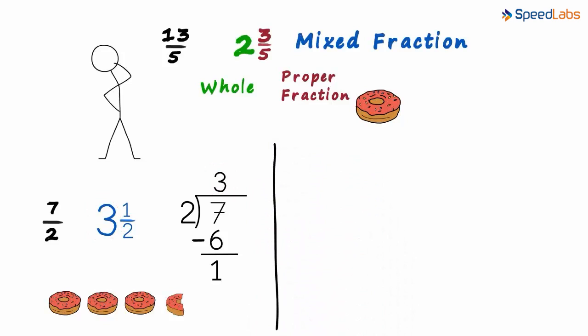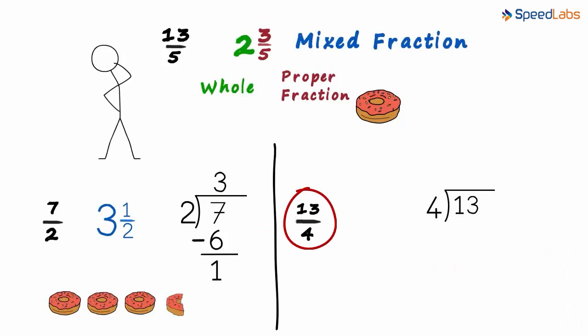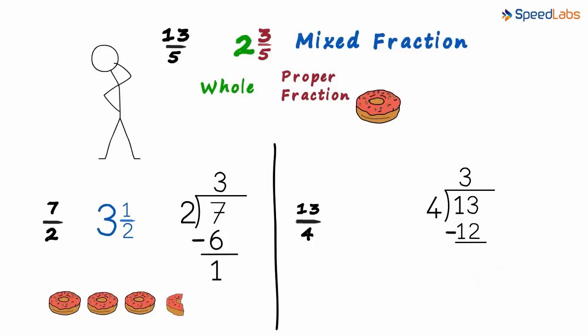Let's try converting 13/4 to a mixed fraction. We follow the same procedure. We divide 13 by 4. 4 times 3 is 12 and 13 minus 12 is 1. The quotient 3 will be the whole part. The remainder goes up and the divisor comes down. That's it. We wrote 13/4 as 3 1/4.